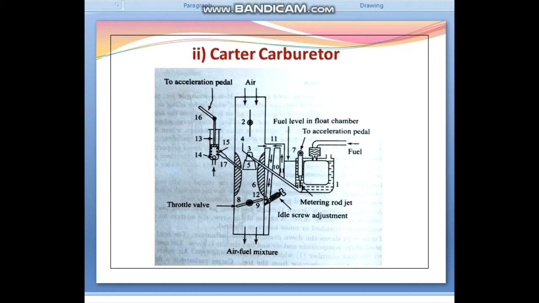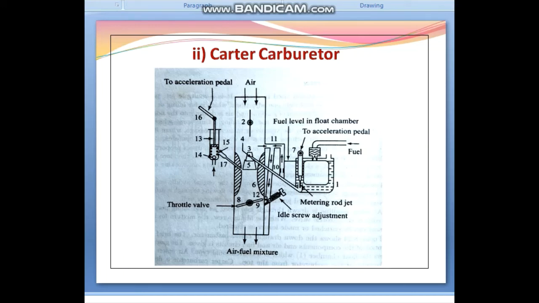Now the accelerating pump circuit. The purpose of the accelerating pump circuit is to avoid the flat spot in acceleration. The pump comprises a plunger, that is number 13, operating inside a cylinder consisting of a non-returning inlet check valve, that is number 14, and an outlet check valve, that is number 15. The plunger of the pump is connected to the accelerator pedal by the throttle control rod, that is number 16.